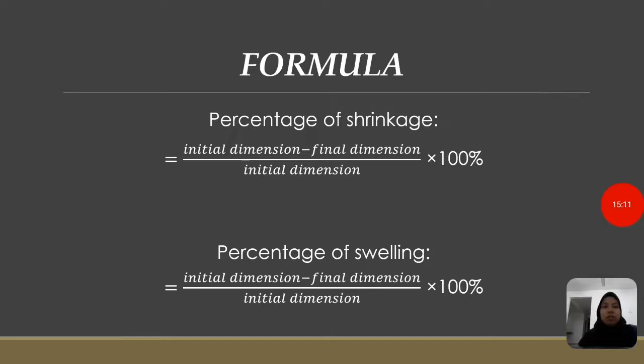The formula for percentage shrinkage and the percentage of swelling. The formula is initial dimension minus final dimension divided by initial dimension times 100. So we can get the percentage of shrinkage and the percentage of swelling.